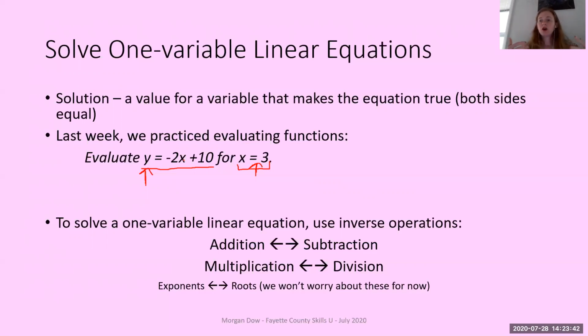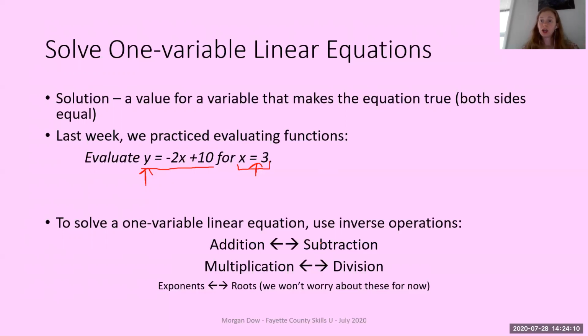Inverse operations are the pairs of operations that cancel each other out or undo each other. Another way to think of it is opposites. So adding and subtracting are opposites of each other. They undo each other, they cancel each other out. Multiplication and division also are opposites or inverses, they cancel each other out. And then exponents and roots are opposites.